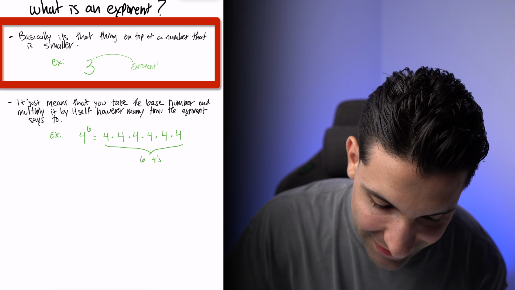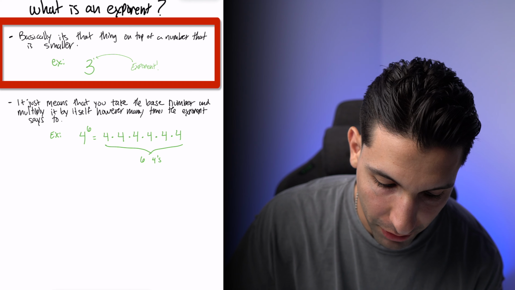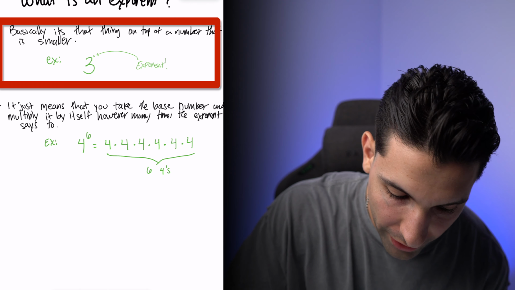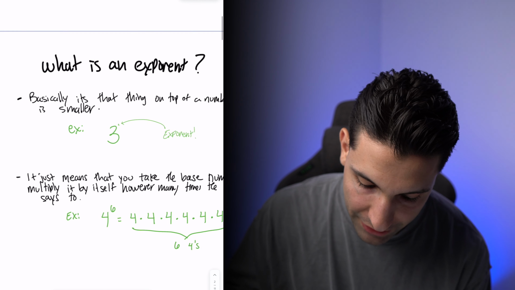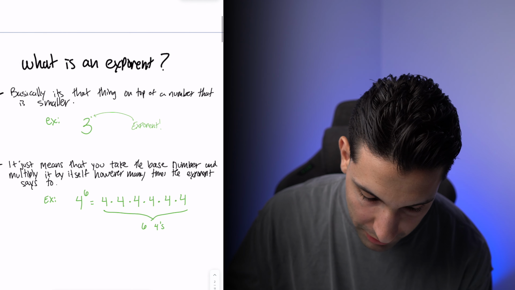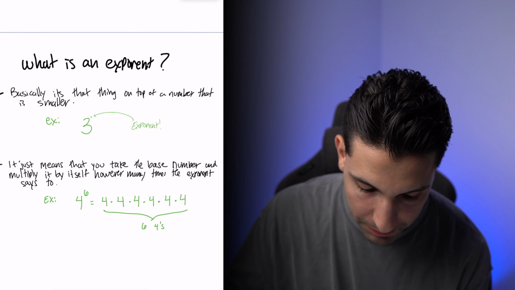Key number 1, exponents are just numbers repeated. Basically, an exponent is that thing on top of a number that is smaller. So we see 3 squared. That, my friends, is an exponent. It just means that you take the base number, multiply it by itself however many times the exponent says to.